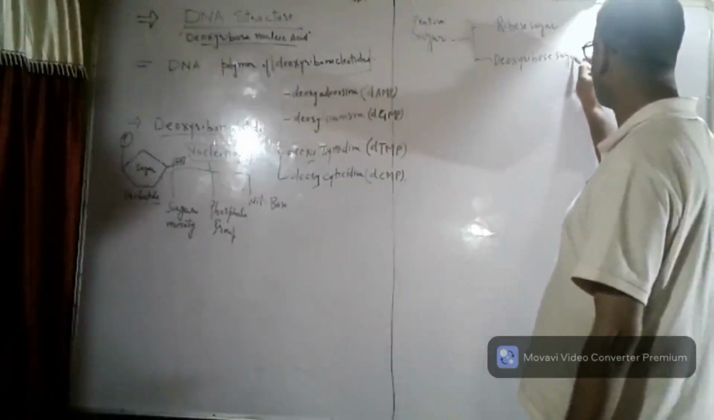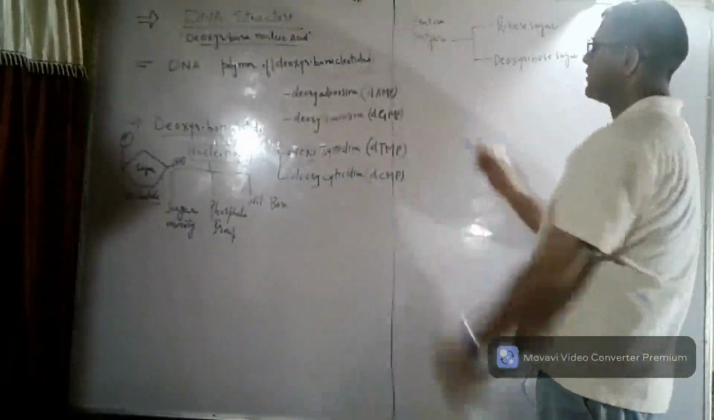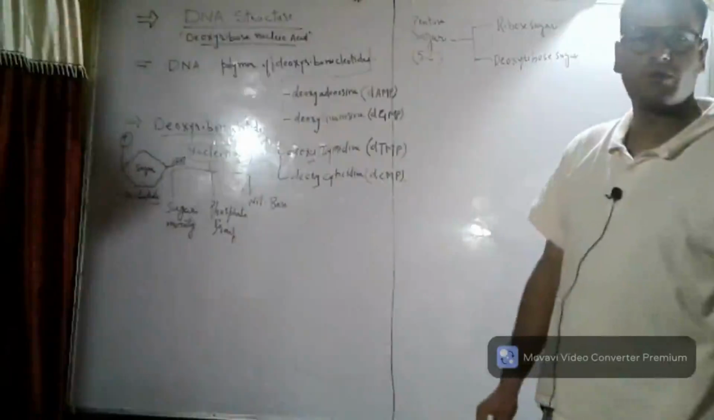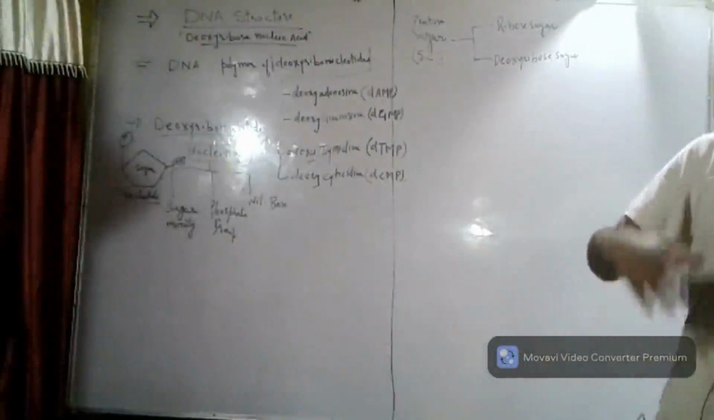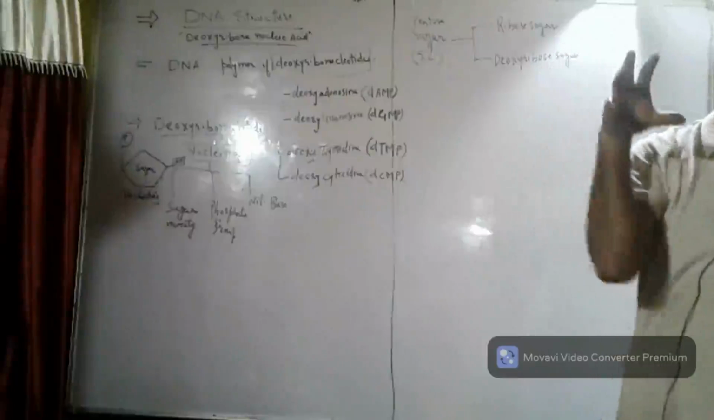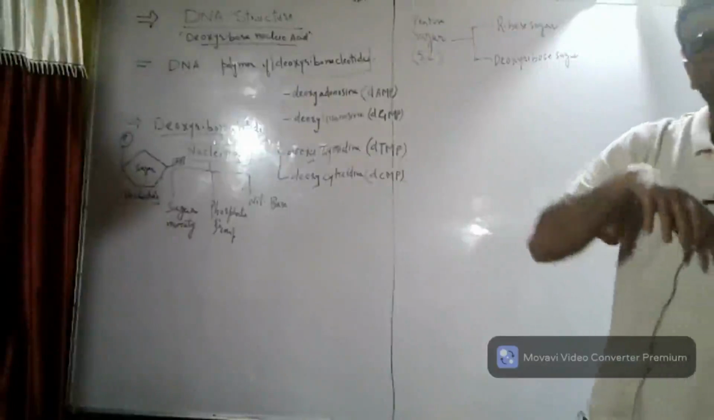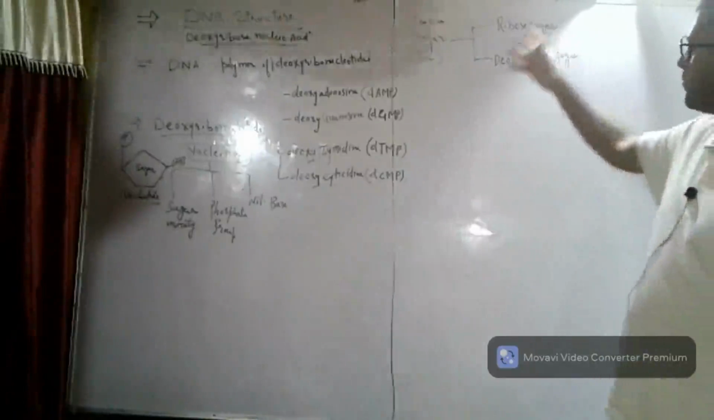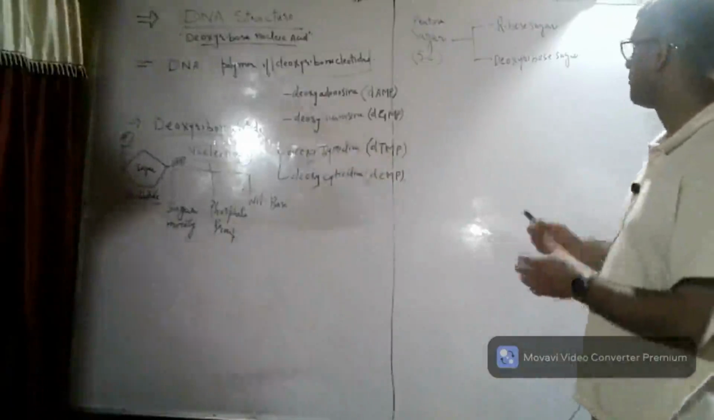This pentose is a 5 carbon sugar, that is why it is called pentose sugar. The sugar present in DNA and RNA is a 5 carbon sugar. In RNA we have ribose sugar, and in DNA we have deoxyribose sugar. This is C5H10O5 in the case of RNA, and this is C5H10O4 in the case of DNA.